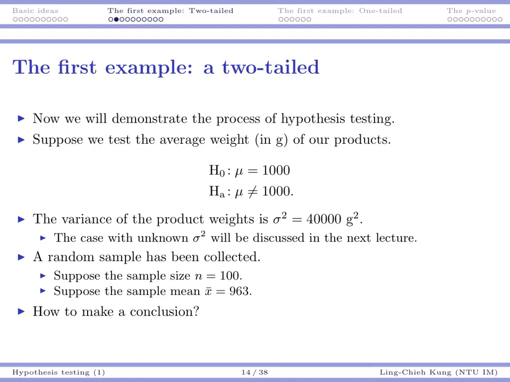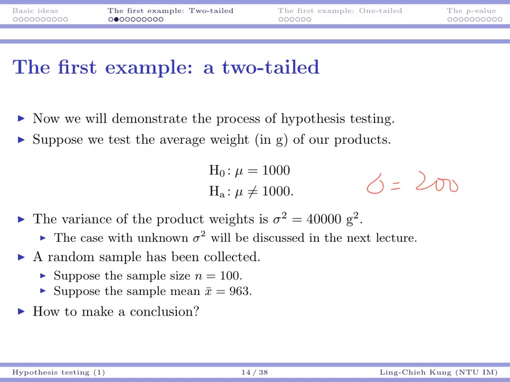Okay, suppose that in this example, the variance of the product weights is something we know is 40,000 kilograms square. Or you know that just means the standard deviation is 200. The case with unknown population standard deviation, or population variance, will be discussed in the next lecture. So today, let's just focus on the situation that we know the population variance, just for illustration purpose. Today you know this, and then next week, you know how to deal with unknown variance. All right, let's come back.